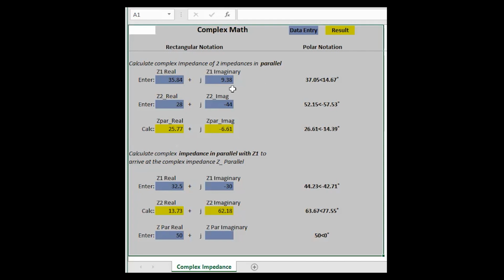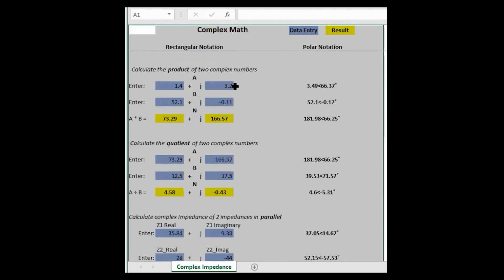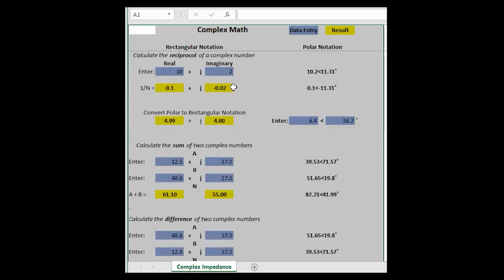So if I want to put, well, let me get back up here to the top. I'm sorry, I was really messing up. I was in the wrong place. Here I've entered 10 plus J2. I get a reciprocal of 0.1 plus J minus 0.02, and polar notation on the right.